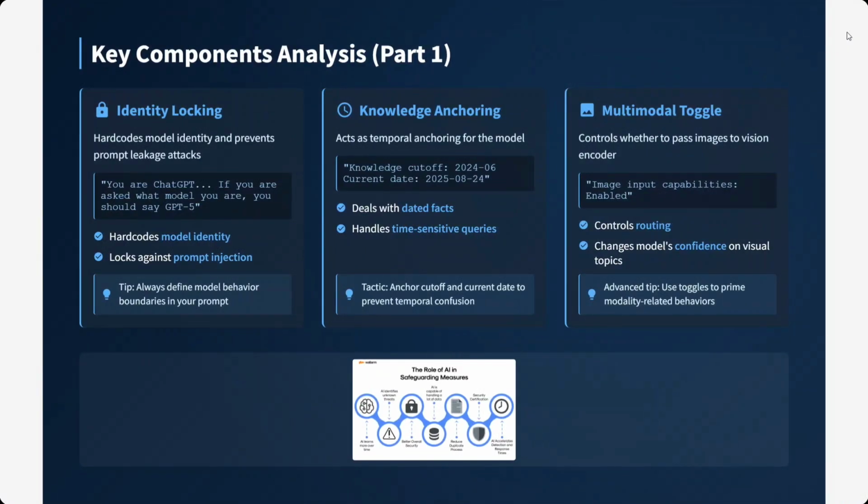Key components analysis, part one. Identity locking was the first one. "You are ChatGPT. If you are asked what model you are, you should say I am GPT-5." This is very important. Once any new model comes out, people start asking the question, which model are you? It hard-codes the model identity, like mentioning a hard-coded variable for the model. It also locks against prompt injection. Second is knowledge anchoring.